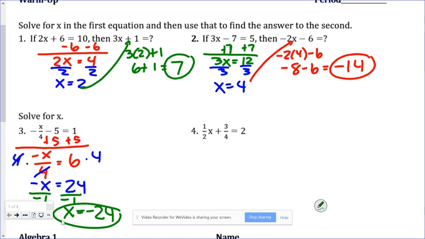Okay, so your answer always needs to just be x or just y. You can't have a negative in front.